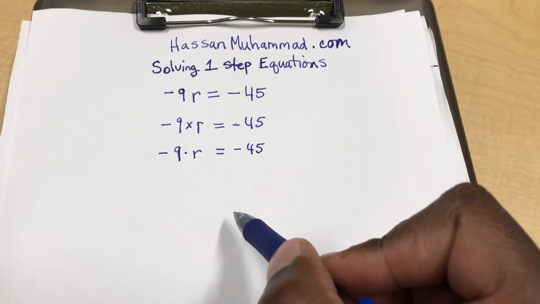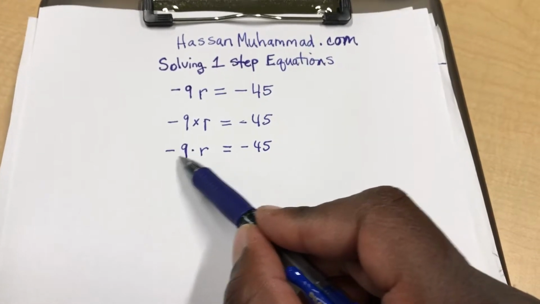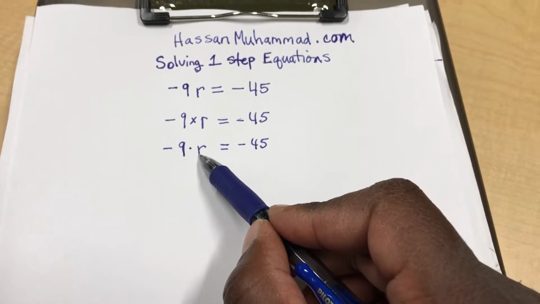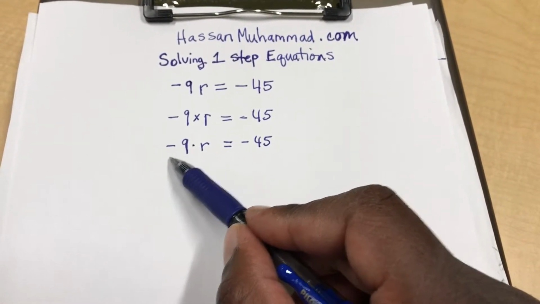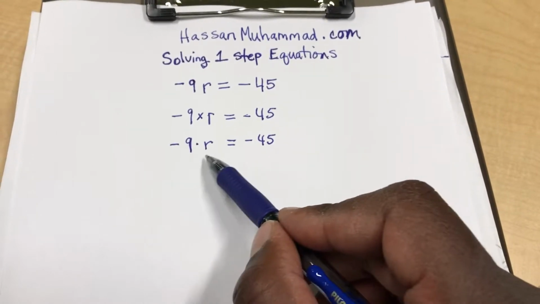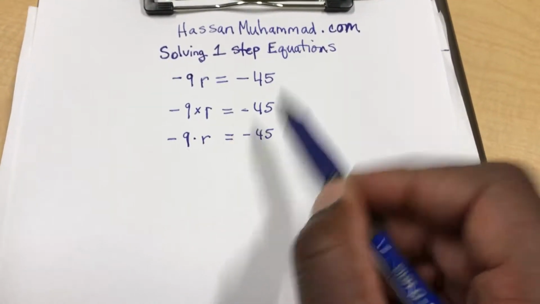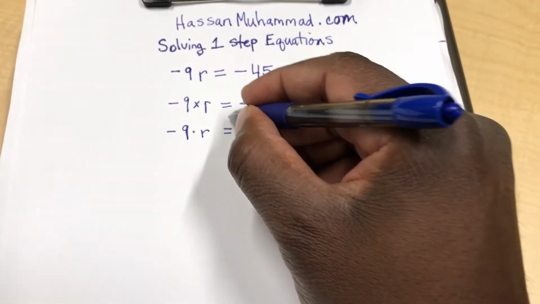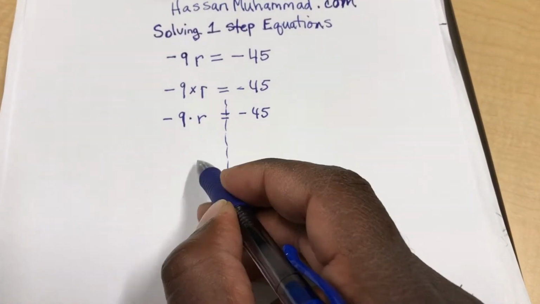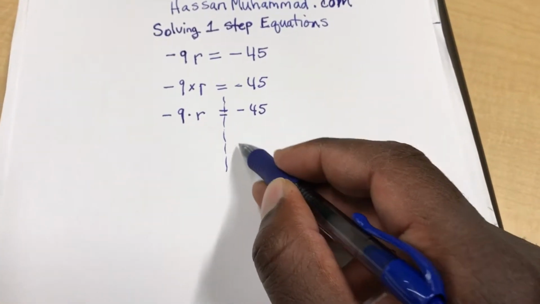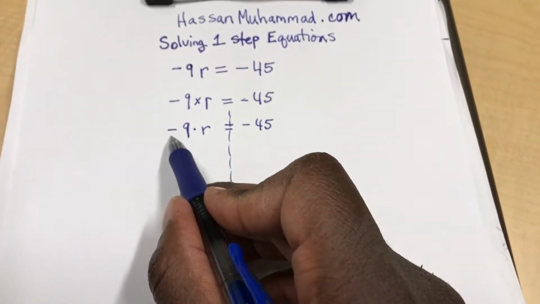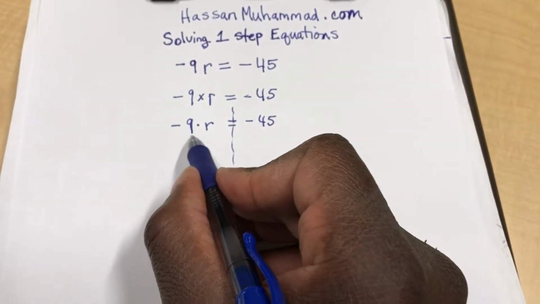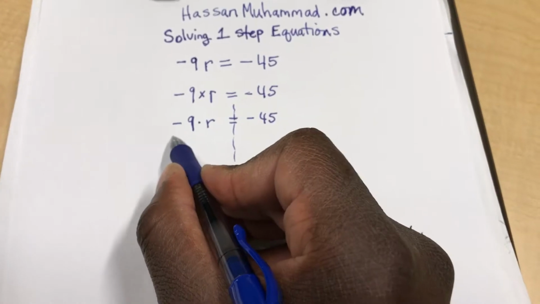Now, since the operation here is multiplication to combine the negative 9 and the r, we want to get rid of this negative 9 or turn it into a 1 somehow, because we want 1r equals some number. We want to get 1r by itself on the left hand side, and everything else, all the numbers, on the right hand side. So right now we have negative 9r. In order to turn this into 1r, we divide by negative 9.